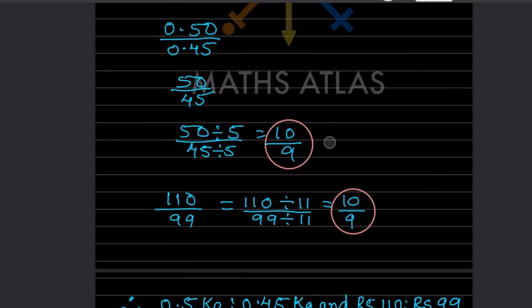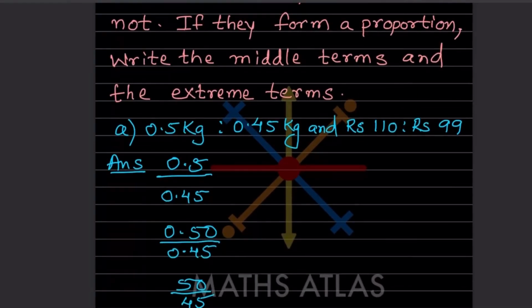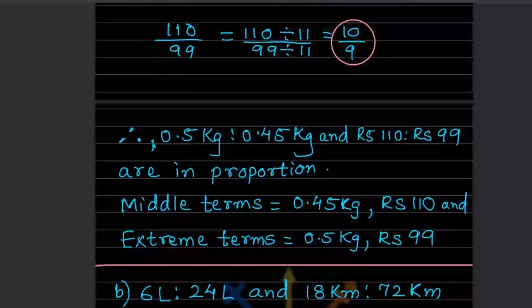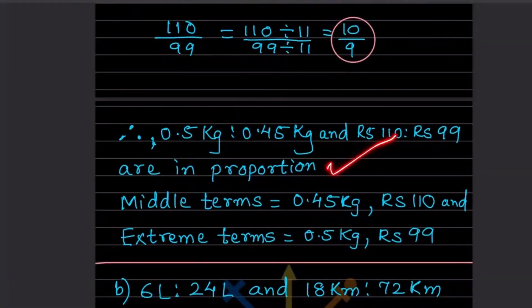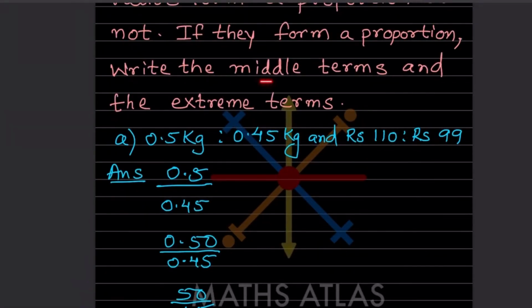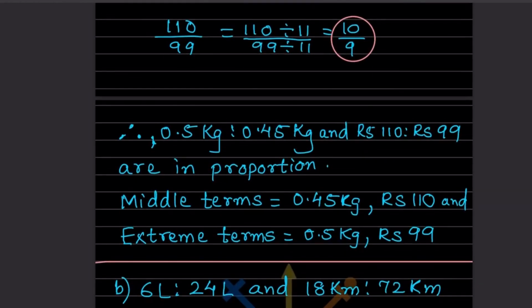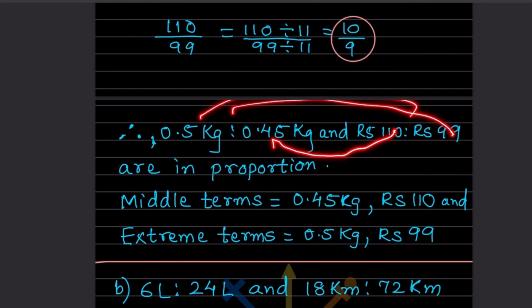Now you can see both of these are the same, isn't it? So we can say, therefore, 0.5 kg, whatever is in the question, all are in proportion. And then they asked us, what did they ask here? If they form a proportion, then we have to write the middle terms and the extreme terms. These are the extreme and these are the middle ones, correct?